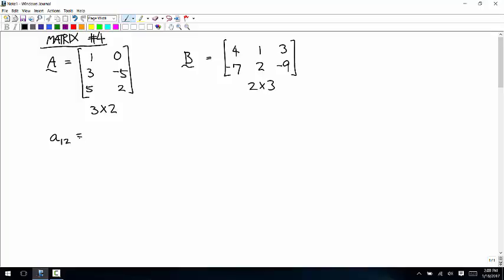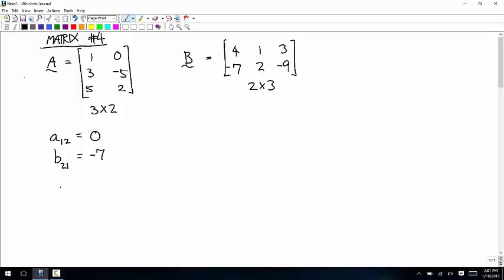A1,2, that is the first row, second column, so that's 0. B2,1 is the second row, first column, so that's negative 7. And then AB, or which can you calculate, AB or BA? Well, you can do either one of those.